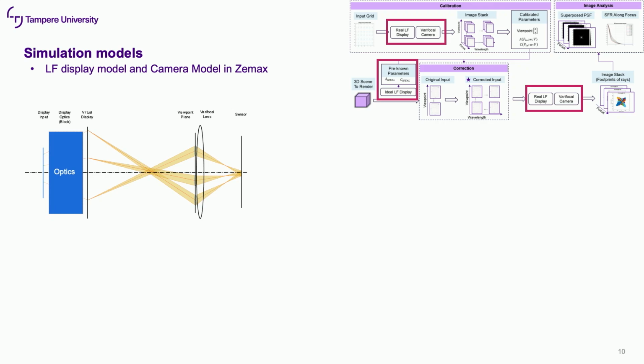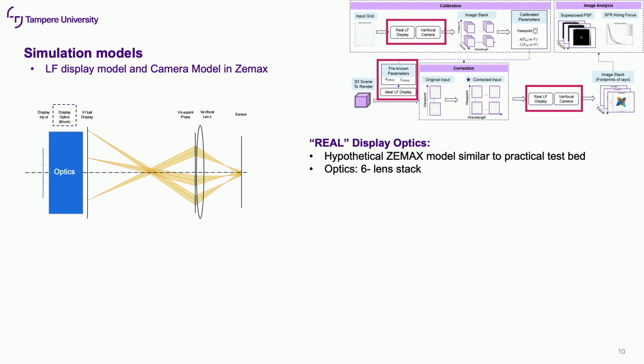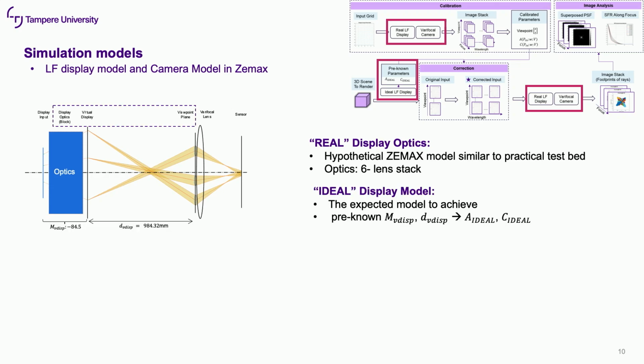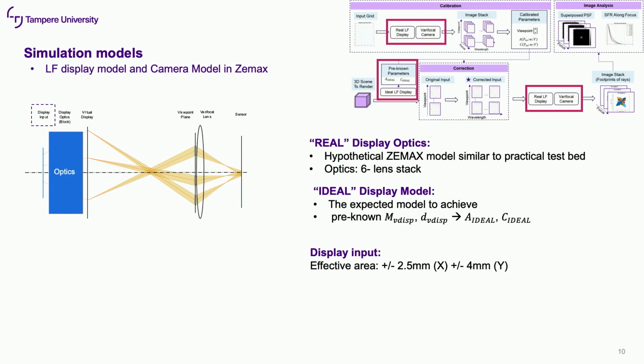Here are some more key aspects of the simulation model. The real display optics in our simulation include aberrations and consist of 6 practical lens models. While it is a hypothetical model, it closely resembles our actual test setup. The ideal model represents the target display model we aim to achieve. It has predefined parameters, for instance, the magnification ratio and the distance between the virtual display plane and the viewpoint plane. The display input area is the effective area we define for calibration.